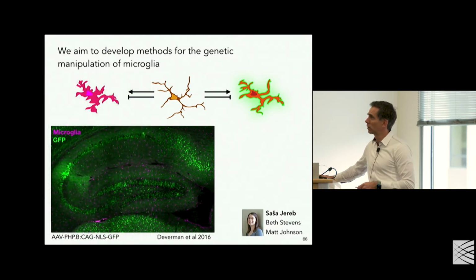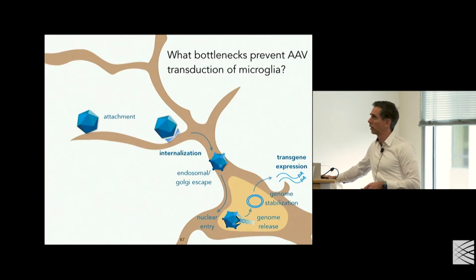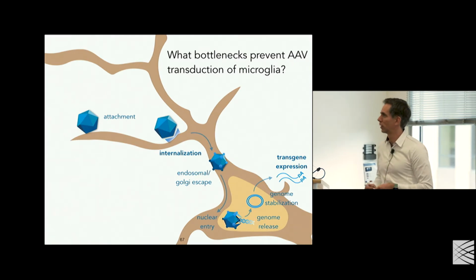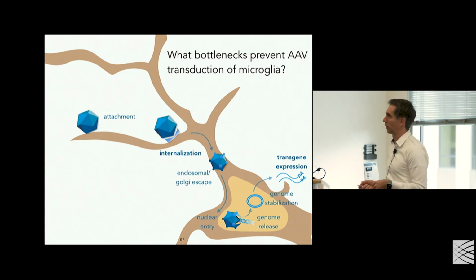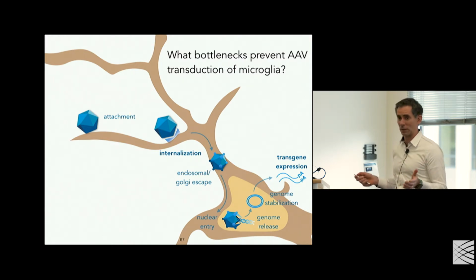So the question is why is this? And I think we are trying to take an approach where we study this more systematically. We are doing selections using some of our new techniques to try to find viruses that transduce microglia very well without necessarily having to understand what bottlenecks we're solving.